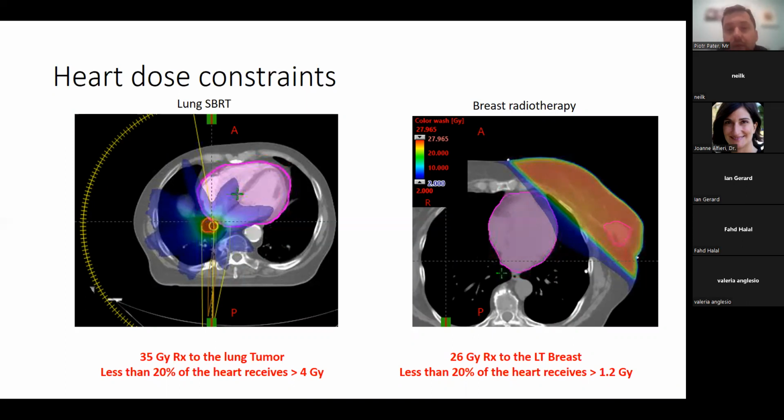We see 4 gray on the left side and about 1 gray on the right side, which is an example of a conventional radiation therapy for a breast patient, left-sided breast. Once again, we do everything possible not to actually irradiate the heart, so we have very little information on heart irradiation at all. Next slide, please.